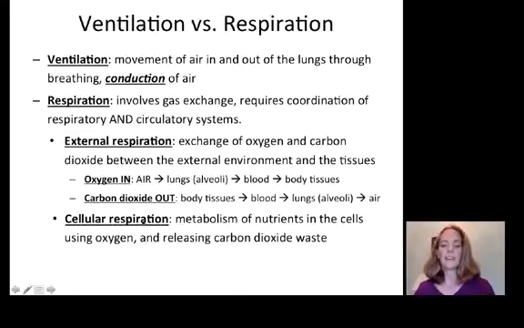Cellular respiration, then, is the term for the metabolism of the nutrients in the cells using oxygen and releasing carbon dioxide waste.